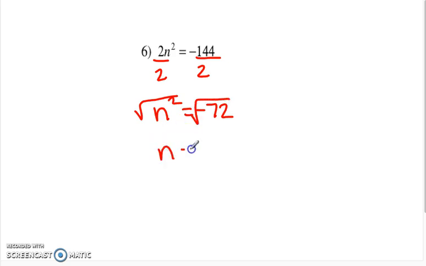And so n equals, and hopefully you recognize there's a problem here. You cannot take the square root of a negative number because you cannot multiply something by itself and get a negative. So this actually has no solution. So you cannot take the square root of a negative number, so that has no solution.